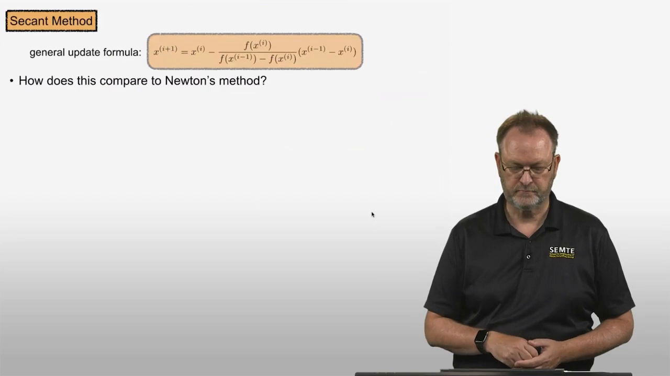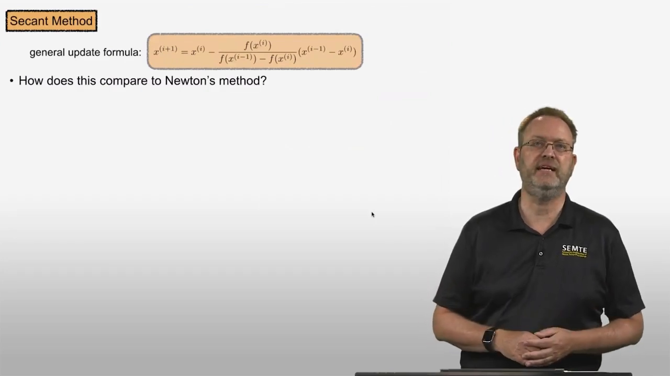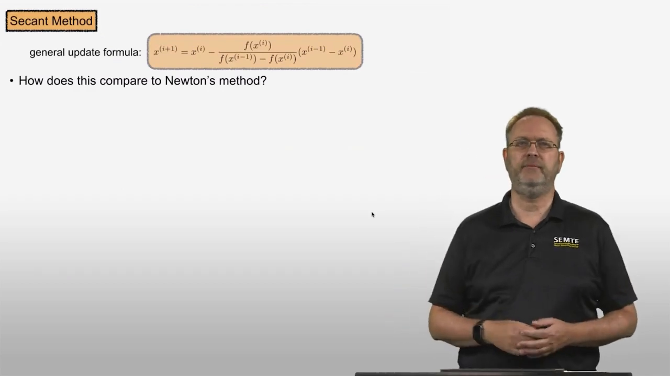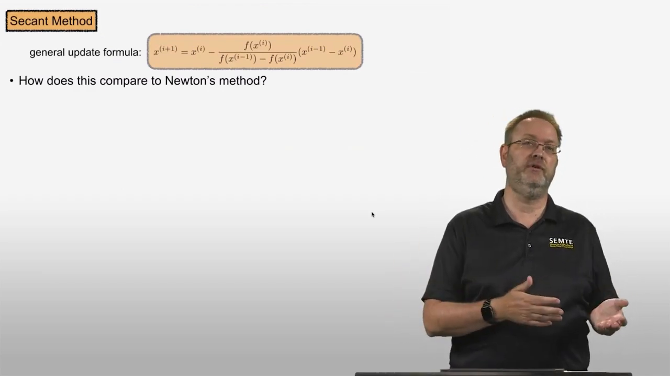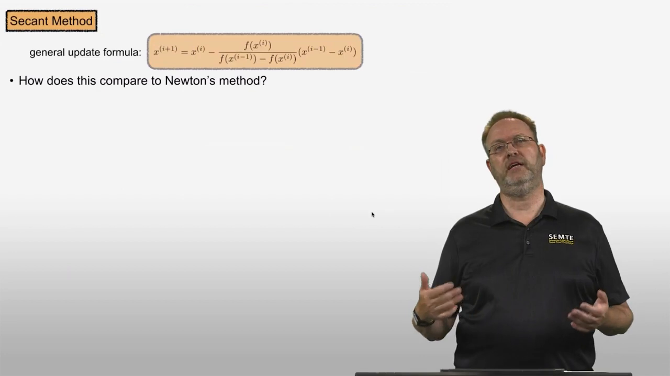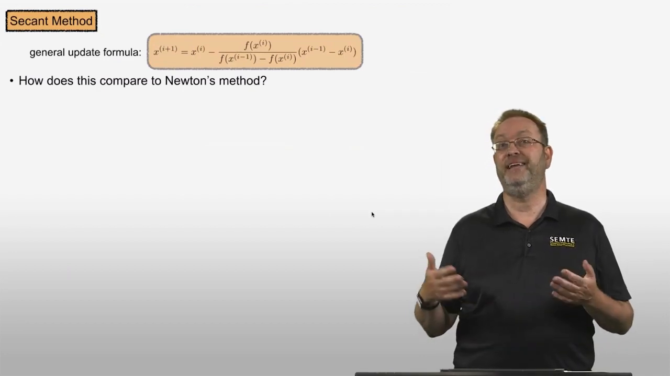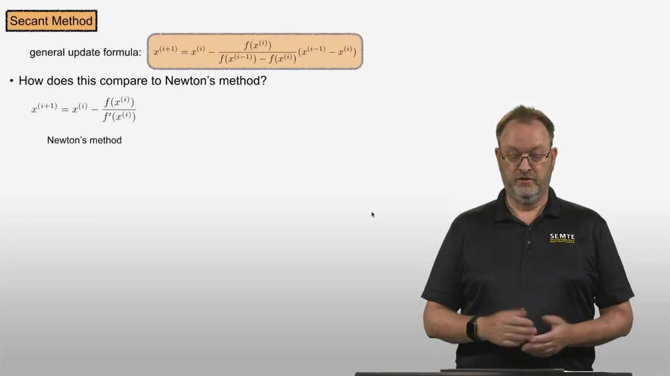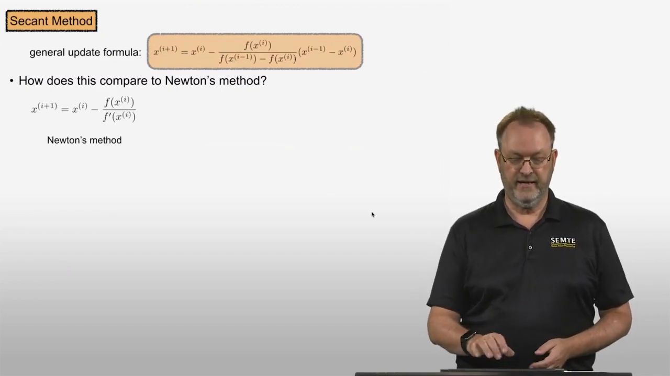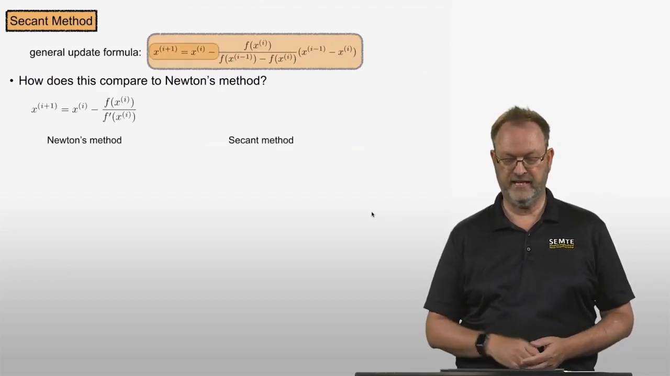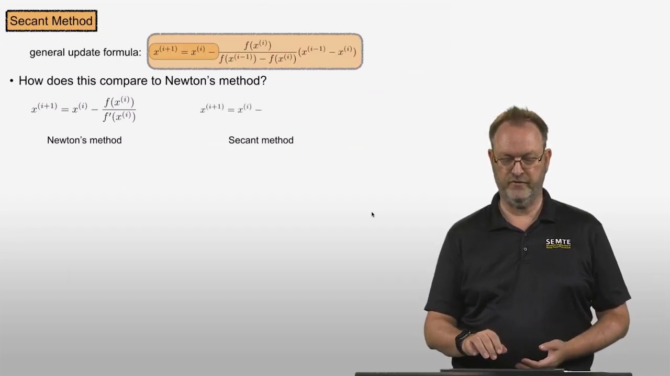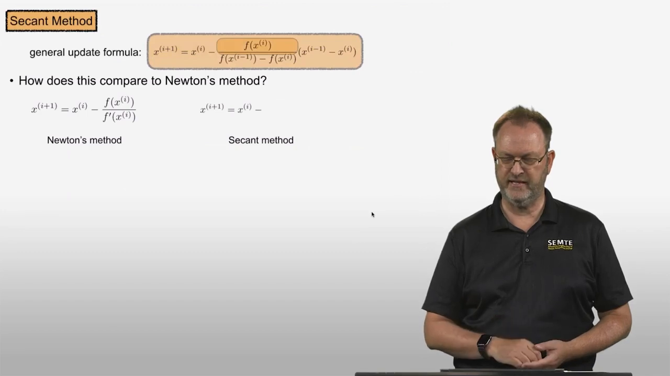Okay. Now how does this secant method compare to Newton's method? Because there's some similarity, right? Because in the secant method and in Newton's method, we find our new solution estimate by finding the intersection of a line with the x-axis. So here is Newton's method again, and let's compare the two. Here is the secant method. Let me take that first part over here, and let me recast this a little bit.